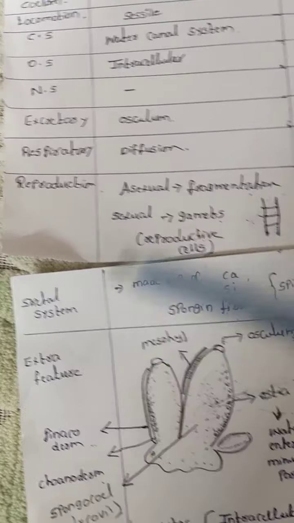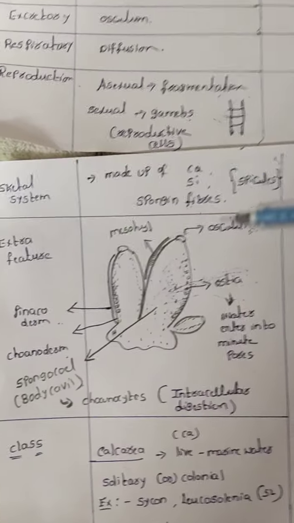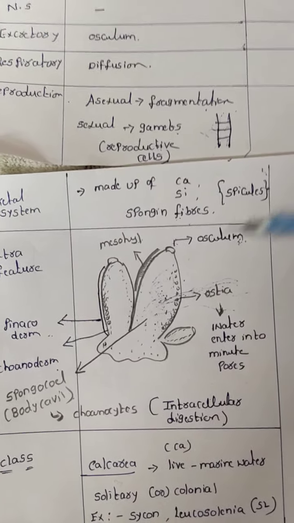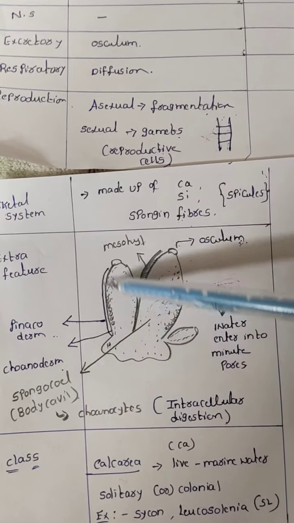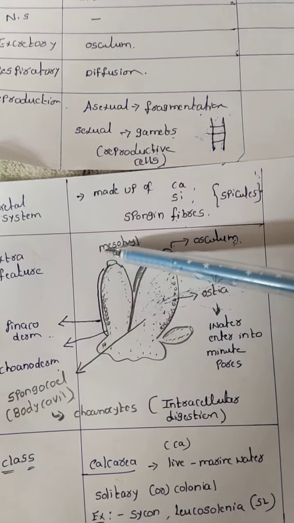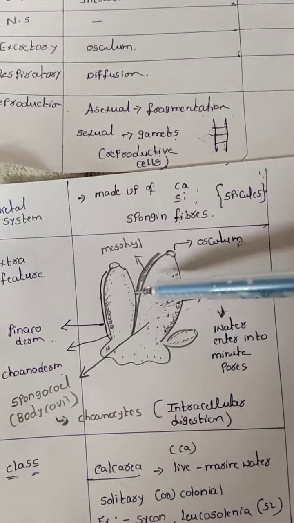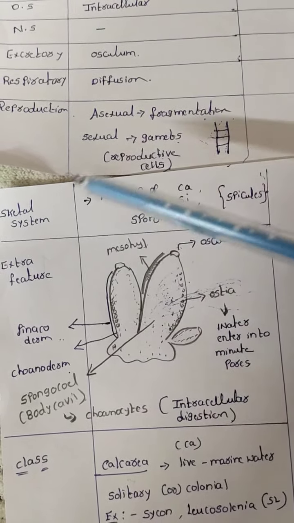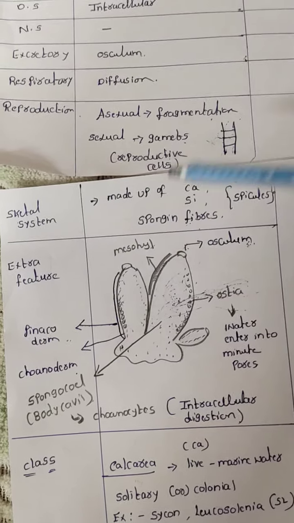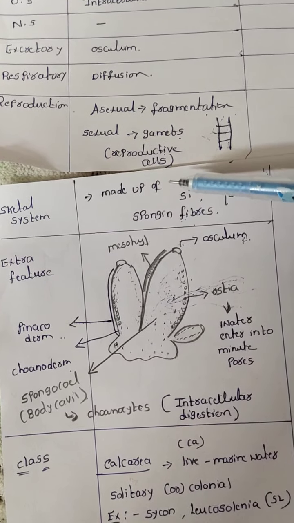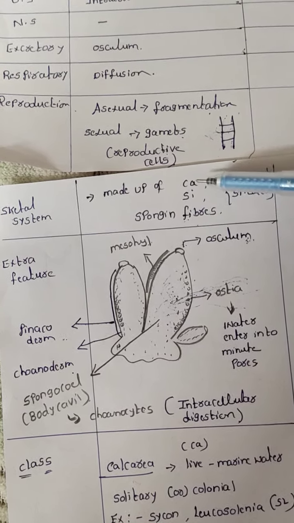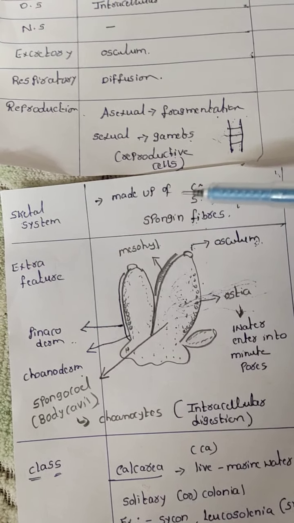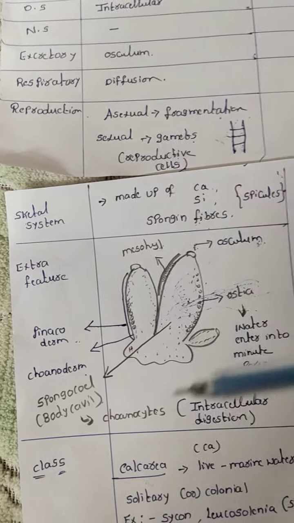And then the skeletal system. Skeleton means either exoskeleton or endoskeleton. See, exoskeleton means the protecting layer outside of the body. The framework inside of the body is known as endoskeleton. Here the skeletal system is made up of either calcium, silicon, or spongin fibers.